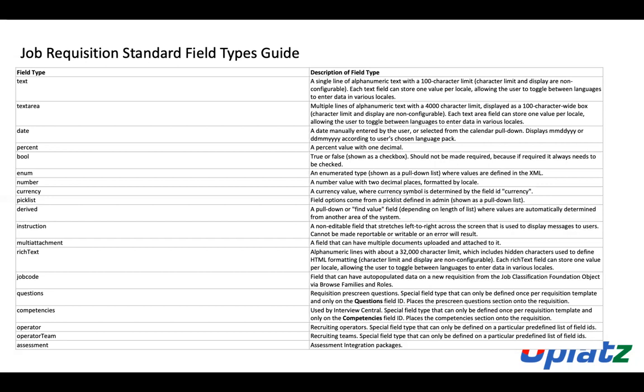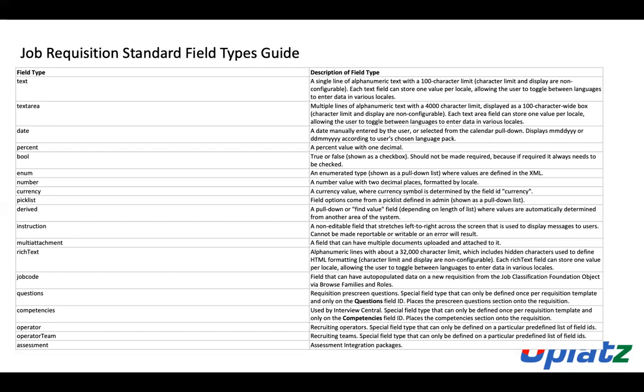Currency is going to be a currency symbol that's determined in the field of currency. And pick list, yes, we're going to have a pick list option defined in the admin. Derived is going to be a pull-down or find value, which is already derived from the system and automatically determined. Let's say for derived, I can give the example of a country. If I'm in the US, I just select an option called Pennsylvania, and it's going to display all the minor counties under that.